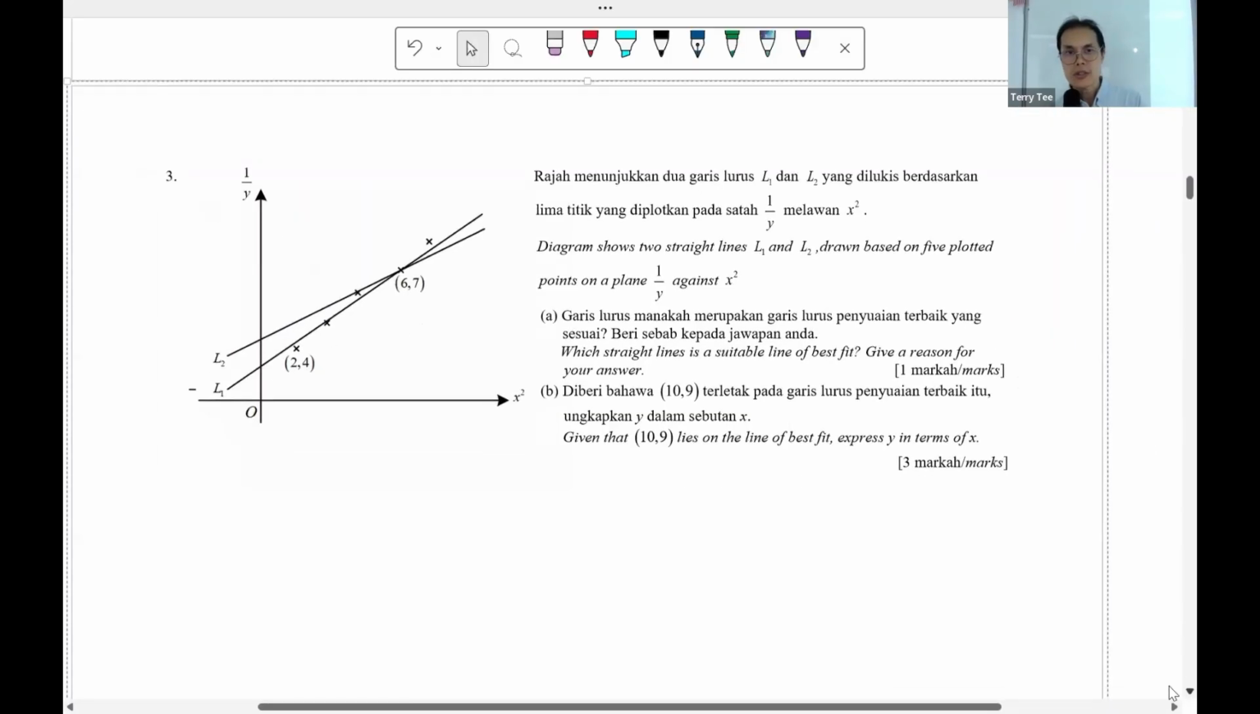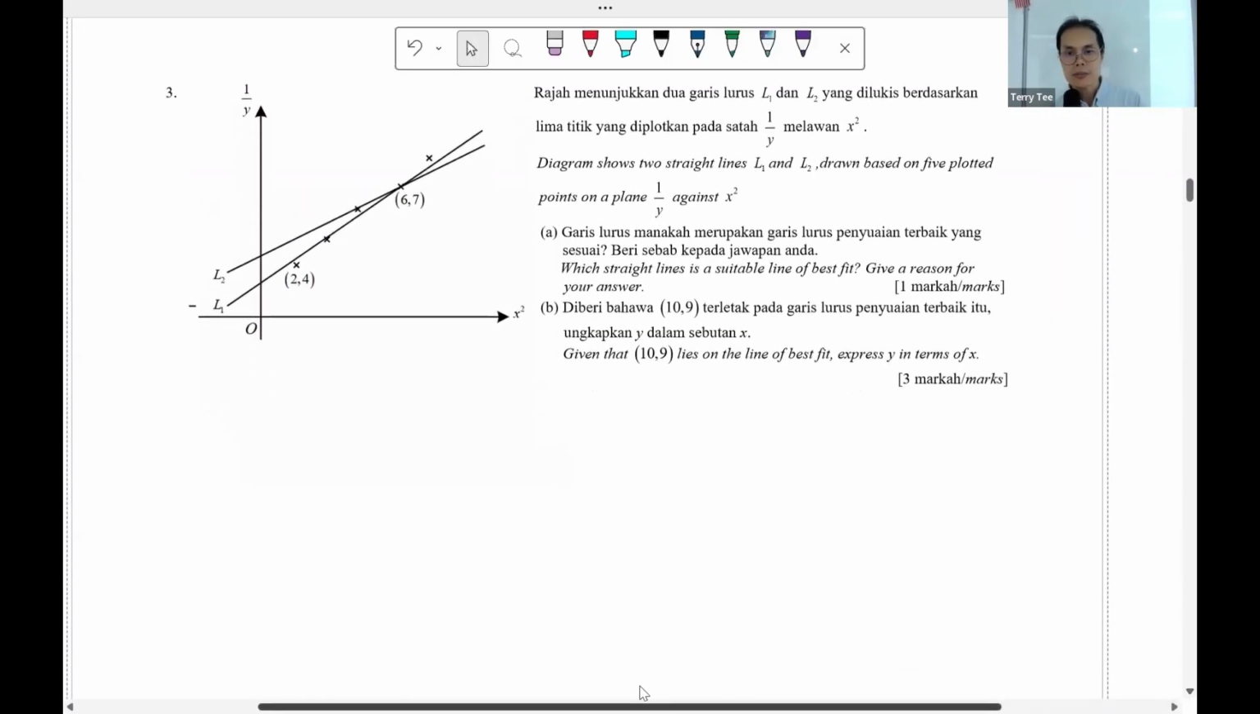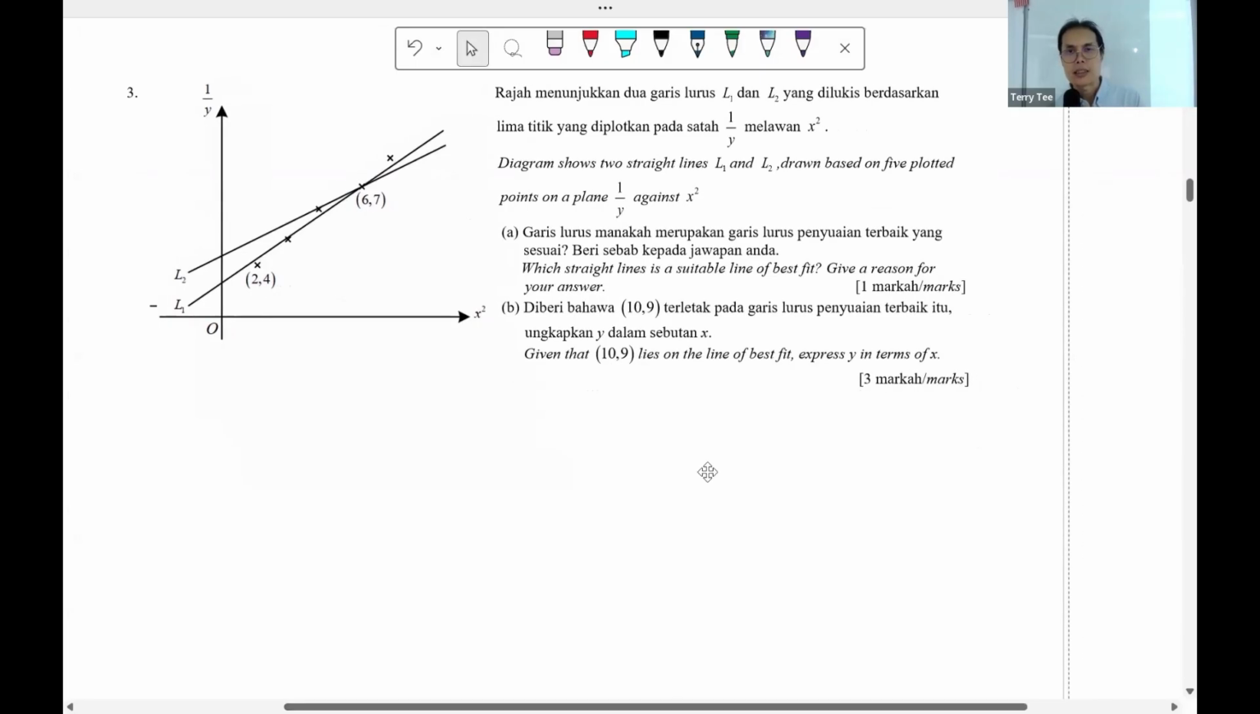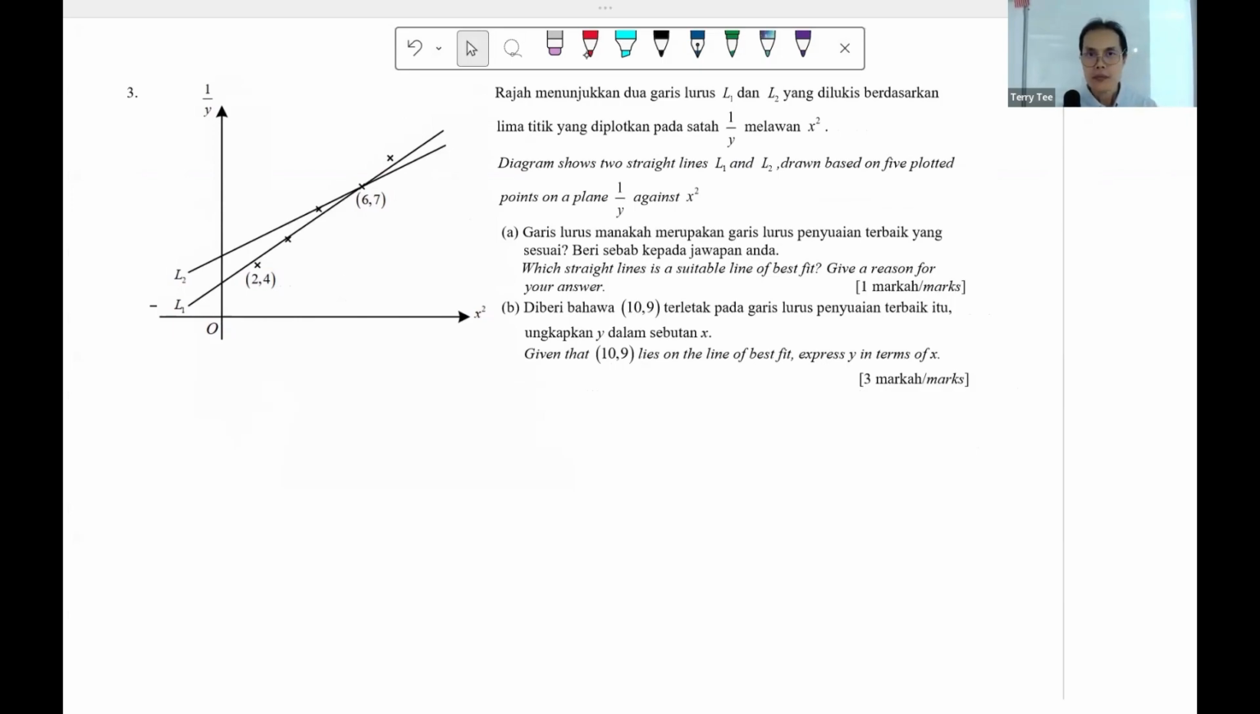Okay, moving on to question number 3. This is from Form 4, Chapter 6, Linear Law. The diagram shows 2 straight lines L1 and L2, drawn based on 5 points plotted on the plane 1 over y against x squared. Which straight line is a suitable line of best fit? Give a reason for your answer.